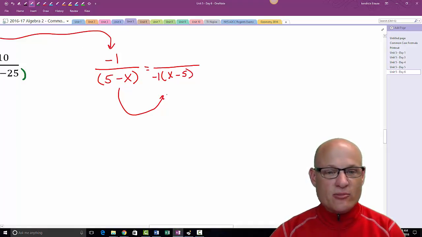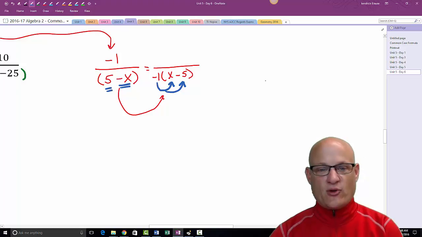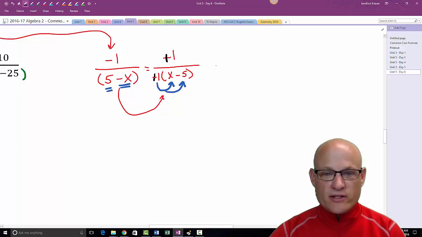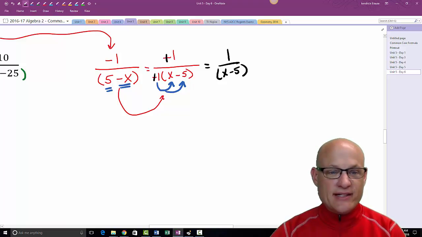Now, notice, if I distribute that -1, I get -x. And then if I multiply -1 times -5, I get +5. Okay, so I can legally do that. Now, the numerator, there's still a -1. Well, okay, two negatives make a positive. So what this is really equivalent to is 1 over x minus 5.